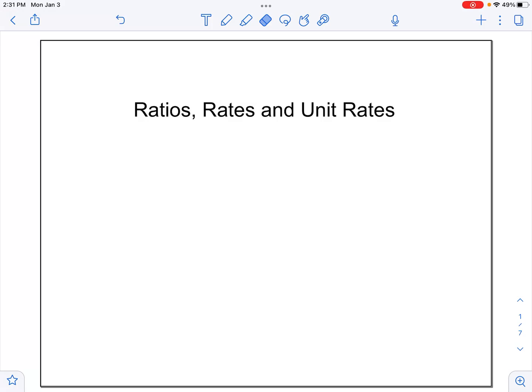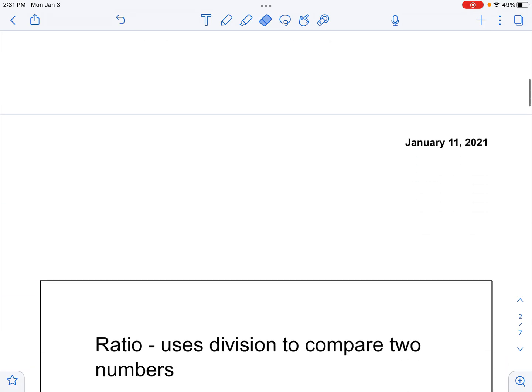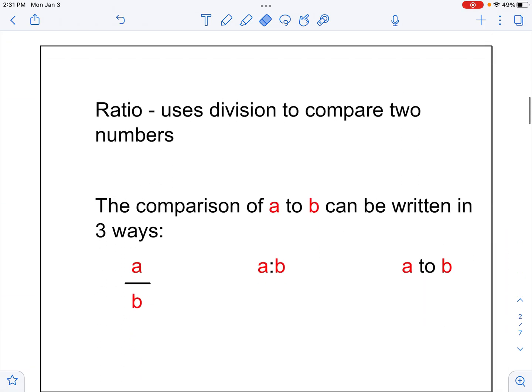Today we're going to be starting our unit on proportional reasoning, and we're going to start with ratios, rates, and unit rates. Some of this, if not all of it, should be a review, so let's get started. Some definitions first. A ratio uses division to compare two numbers, and the comparison of A to B can be written in three ways. You need to know these three ways to write a ratio.